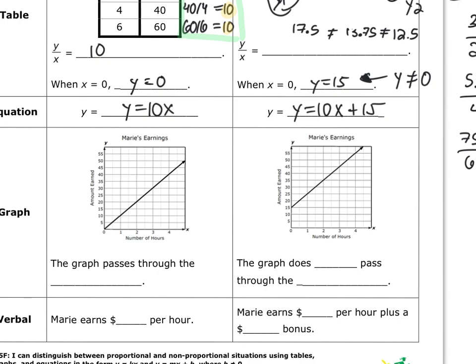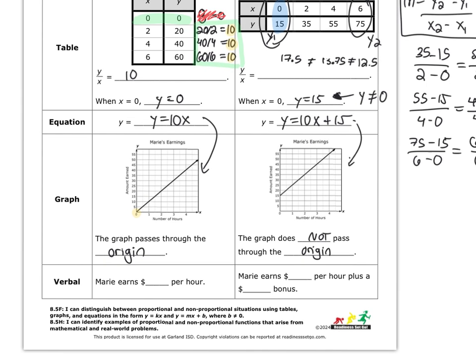Let's take a look at the graphs of these relationships. So this equation is graphed right there, and this equation is graphed right there. This one passes through the origin. Take a minute to highlight the origin because that's important to recognize. And this graph does not pass through the origin. There's nothing to highlight there. It doesn't go through the origin. In this case, Marie earns $10 per hour. And the other one, she also earns $10 per hour, but she gets a $15 bonus.